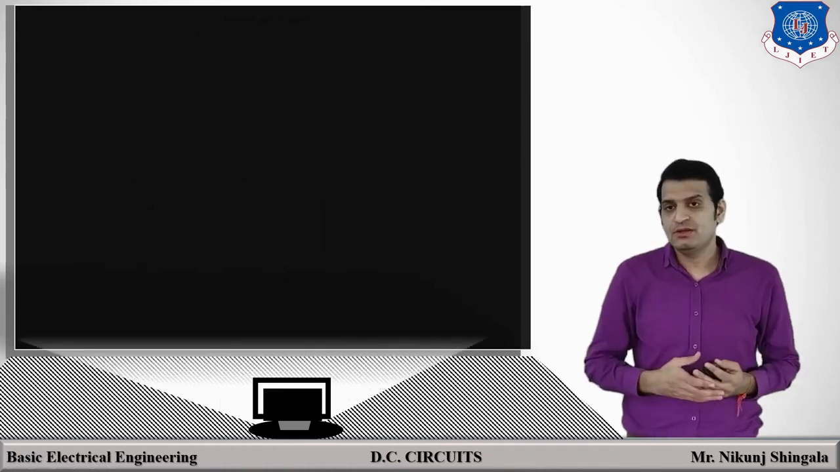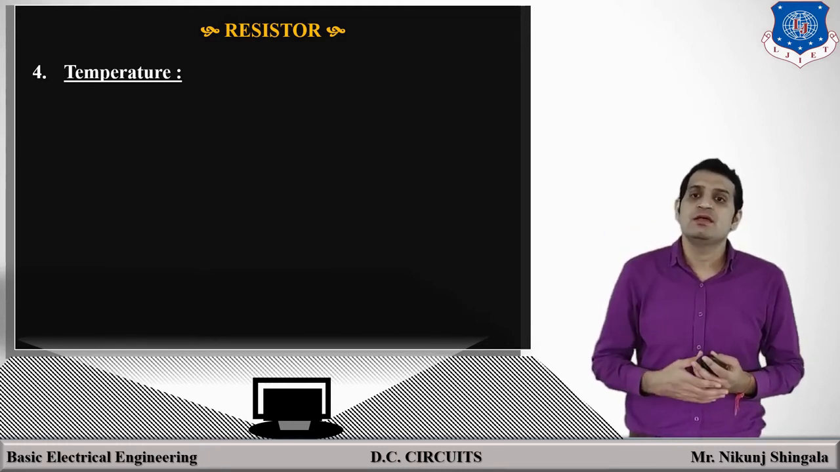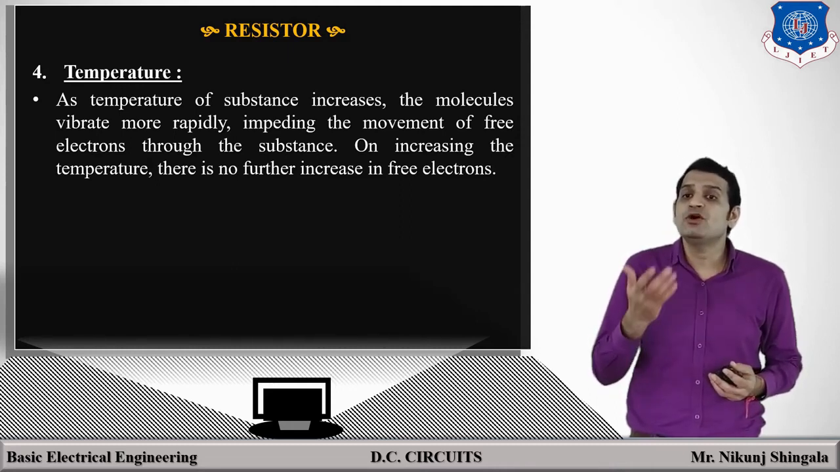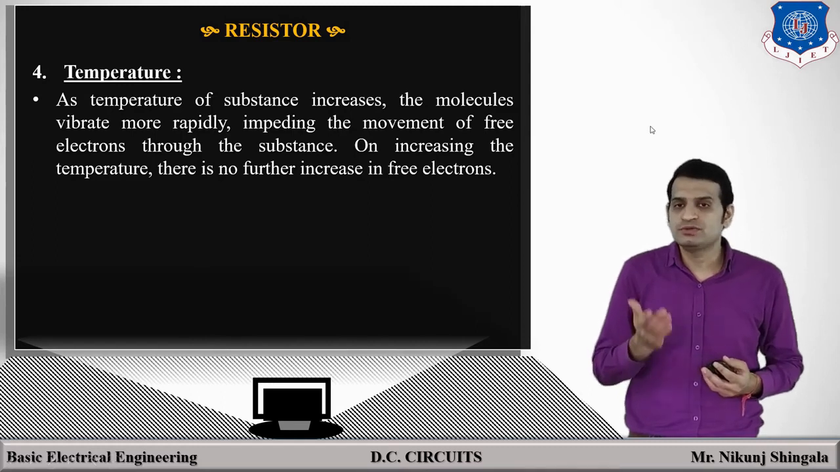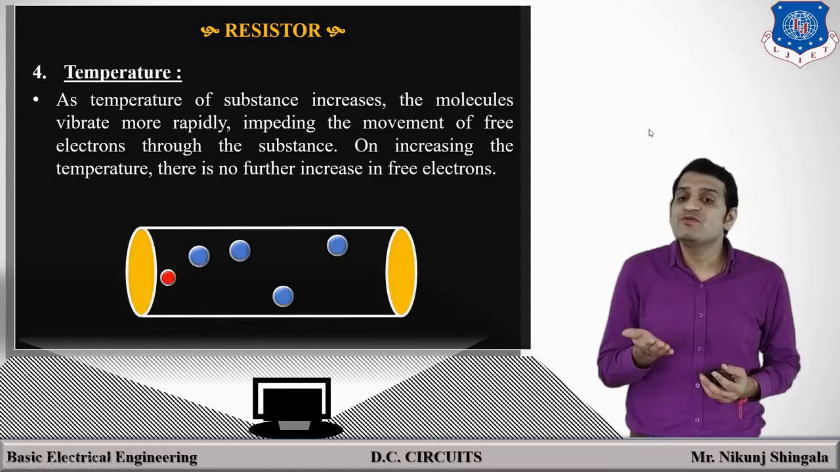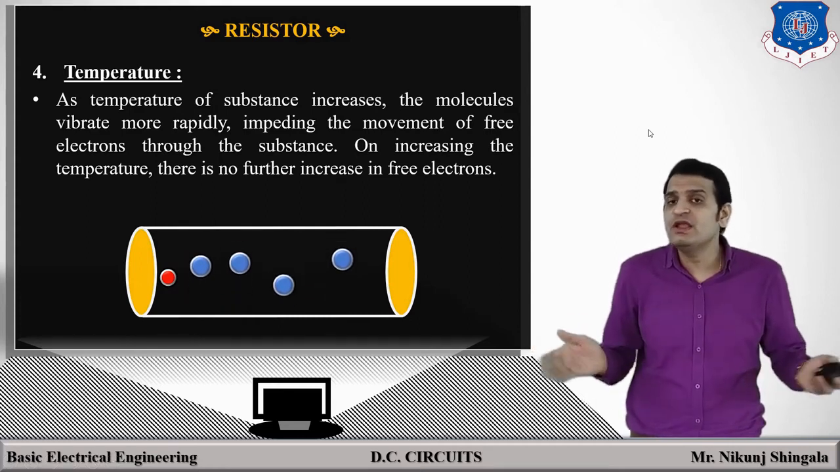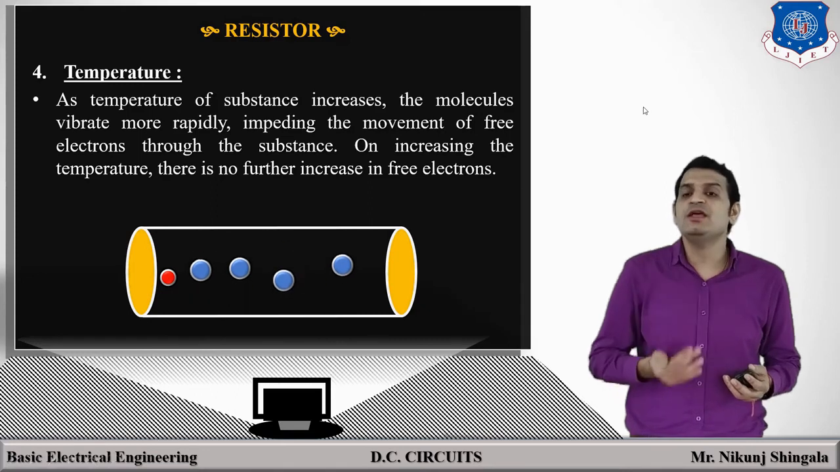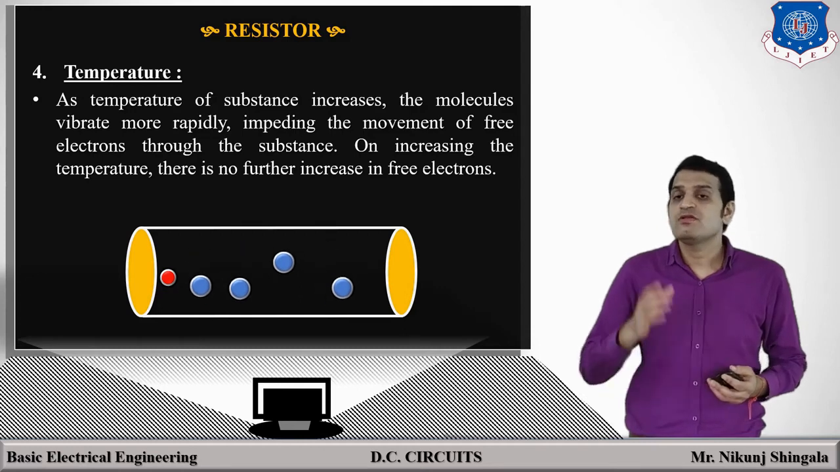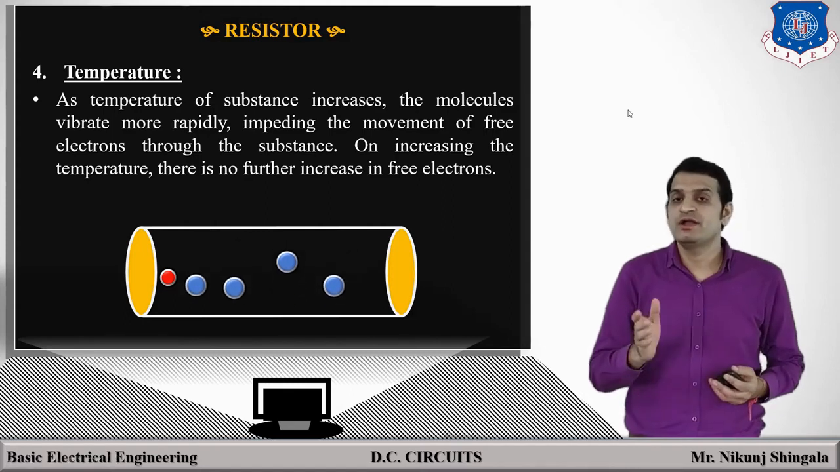The next one is the temperature. So what is happening if temperature is increased? If the temperature of a substance is increased, then molecules will vibrate more rapidly, which will impede the movement of the free electrons through the substance. So as the temperature increases, molecules start to vibrate and impede the flow of electrons, and on increasing the temperature there is no further increase in free electrons. So ultimately, as the temperature increases, the flow of electrons is reduced and resistance is increased. So these are the four factors on which the resistance of a conductor depends.